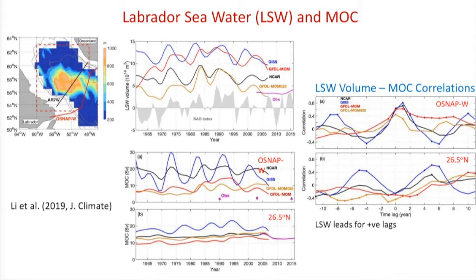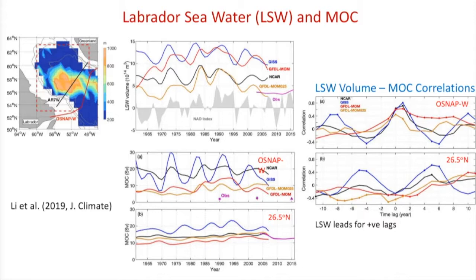And some observations from the OSNAP West line are shown here. The triangle is the OSNAP, the Lozier et al. 2019 estimate, and this is the RAPID estimate here. So even though at 26.5 degrees north we tend to match the observations, we are seeing, again, stronger overturning circulation than the available observations.